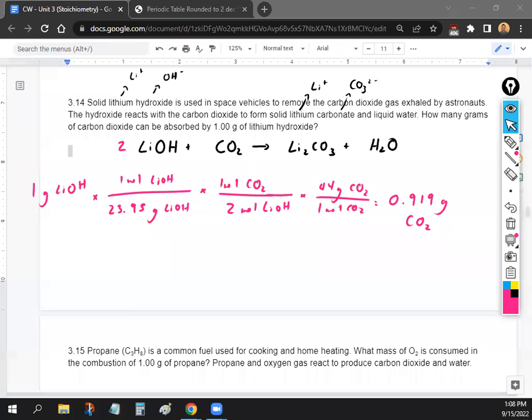Okay, so for this one, you should have balanced it pretty easily. You just need a 2 in front of the lithium hydroxide. Lithium hydroxide has a molar mass of 23.95. If you round that up to 24, it should be okay. Should be still in the same ballpark. And then just kind of plug and chug the way that we normally do. You were looking for carbon dioxide, so make sure that you use 44 for your molar mass. And you should get something around 0.919. We got like 0.92, 0.95. That's totally fine, as long as you're close.